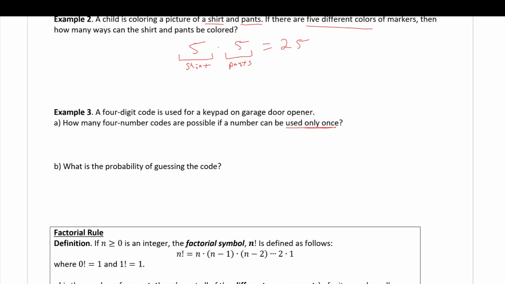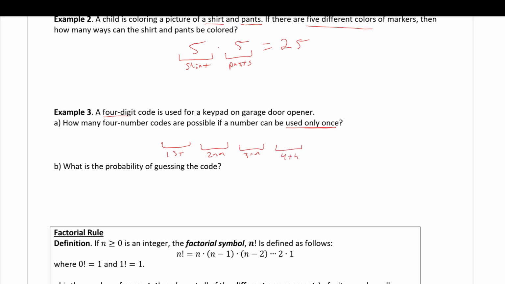All right, so how many decisions are you making when trying to come up with the correct code? Well, it should be 4 digits, right? Because you're deciding on what to enter first, then second, then third, then fourth, right? So there's 4 decisions. What to push first, what to push second, what to push third, what to push fourth.